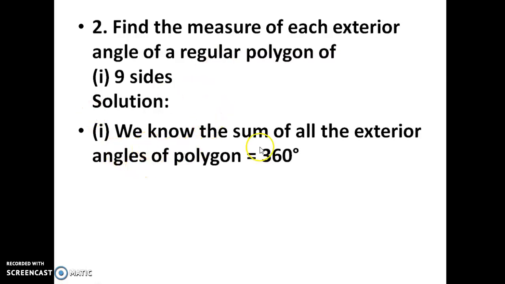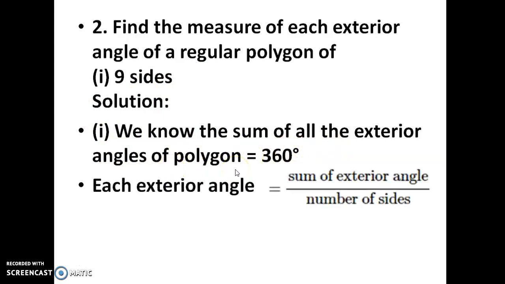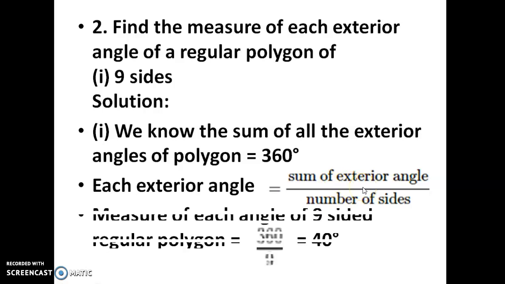Let's solve. We know the sum of all the exterior angles of a polygon equals 360 degrees. Each exterior angle equals the sum of exterior angles divided by the number of sides. So what is the sum of exterior angles? 360 degrees. Then the number of sides is 9, that's given in the question. So 360 divided by 9 equals 40 degrees. Okay, that's the exterior angle.